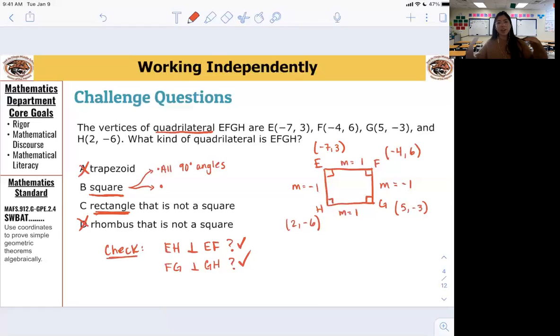Yeah, Jalen, I can't check the distance of the sides because we're going to need the distance formula, so I'm going to wait till Friday on that. We're not quite there yet. What do we know about the diagonals? What do we know about the diagonals of rhombuses and squares?